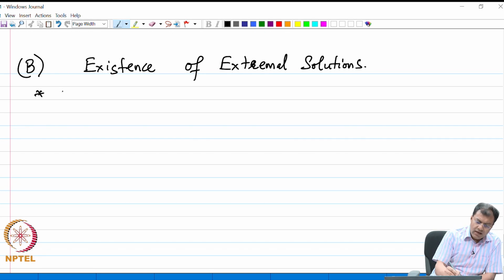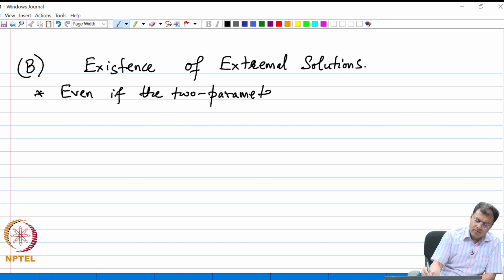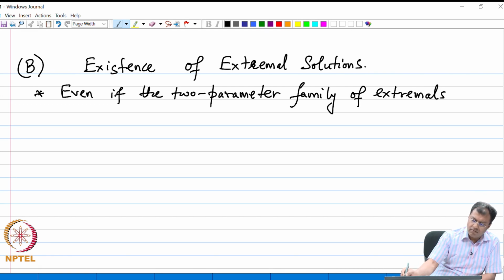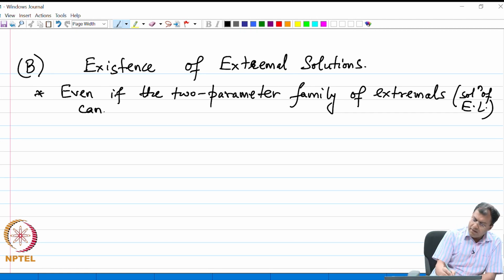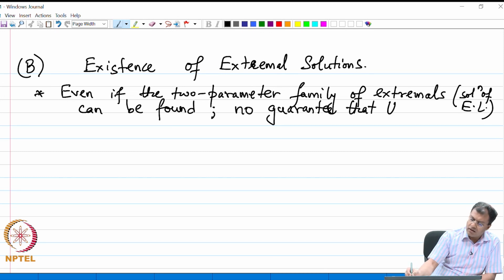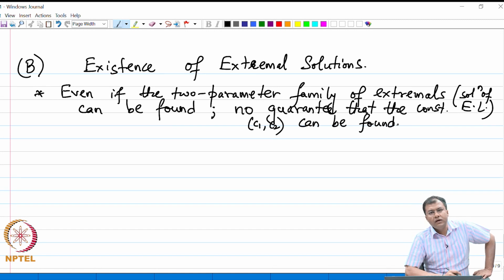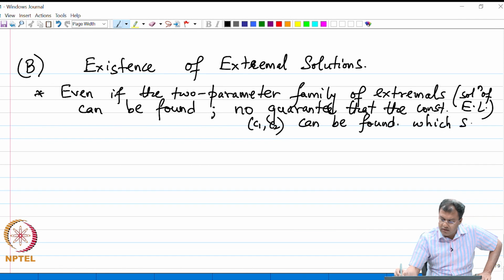So, what I just said is the following: even if the two parameter family of extremals, which are the solutions of my Euler-Lagrange equations, can be found, we are able to integrate, well, there is no guarantee that the constants C1 and C2 can be found which satisfy the boundary condition.